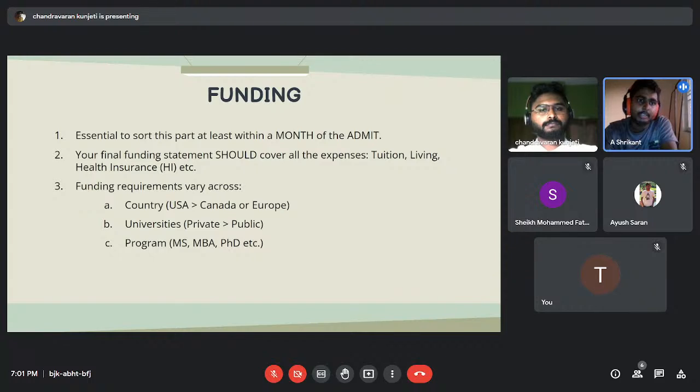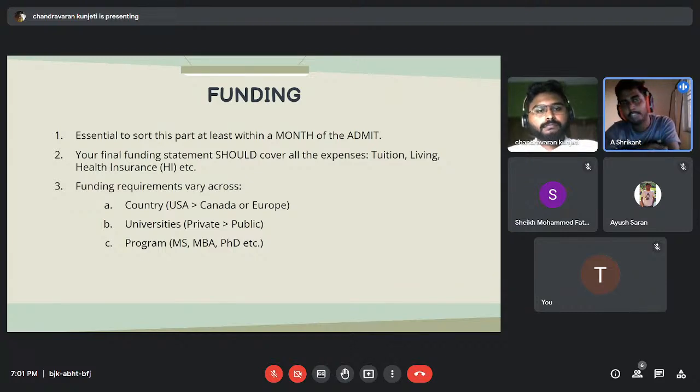So I would say that it's essential after the application. This is the most essential part, because it's essential to sort this out within a month of the admit, because universities, after they give you an admit, have a certain window of say 1 month or 2 months. Within that window, you have to sort your finances and you have to submit a financial statement document saying that I can fund my master's degree or something like that. So there are a few deviations here.